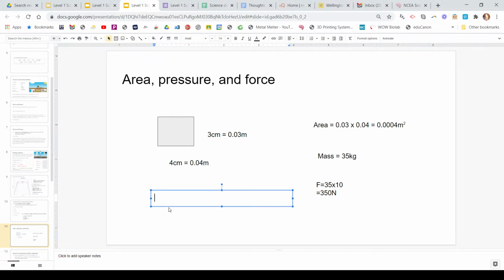And so we know from our equations at the front that pressure is equal to force divided by area, or P equals F over A for short. We can see that the force is 350 newtons and the area is 0.0004 meters squared. But there's a little trap there because a table normally has 4 legs, for example. And so if our table has 4 legs, then our area needs to be multiplied by 4 in order to get the correct pressure.